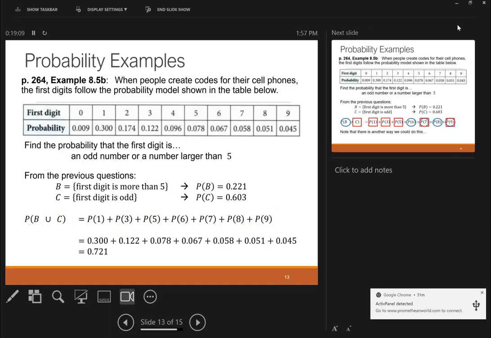So notice that if you didn't account for the mutually exclusive, you get a different answer, right? We would have gotten 0.824 doing it the wrong way, but 0.721 doing it the correct way. And the reason you get the wrong answer doing it the wrong way is you're counting the numbers 7 and 9 twice in doing that.